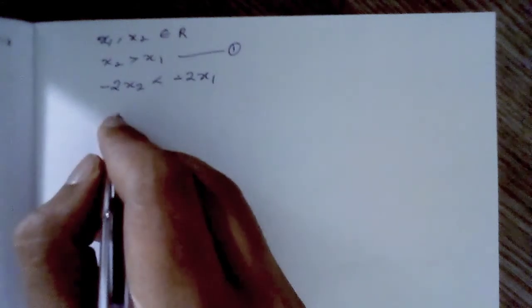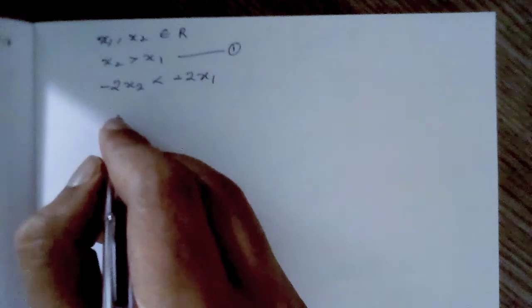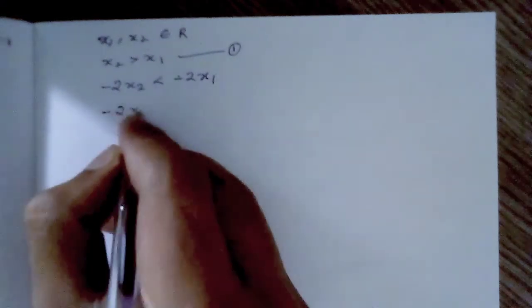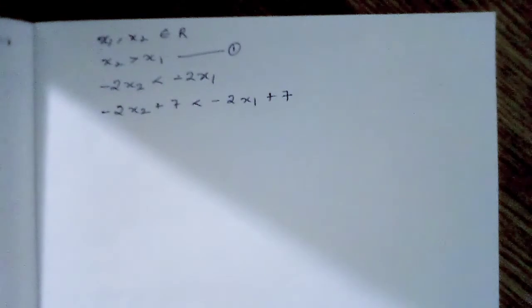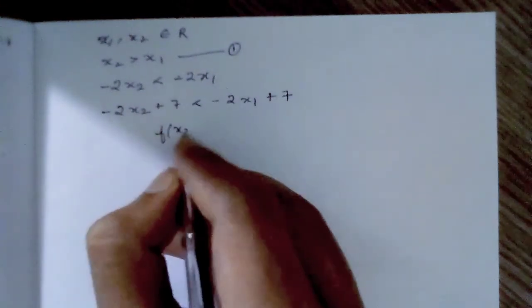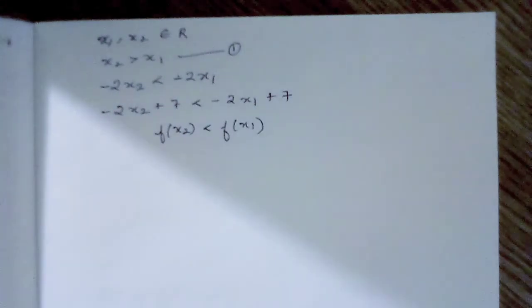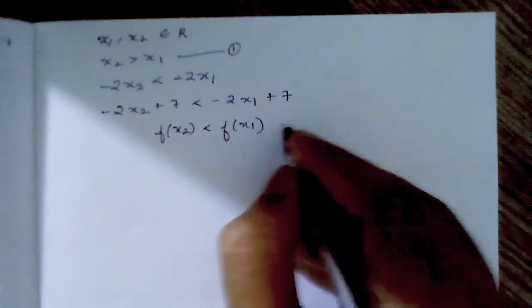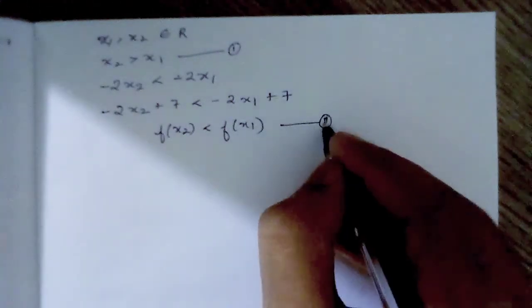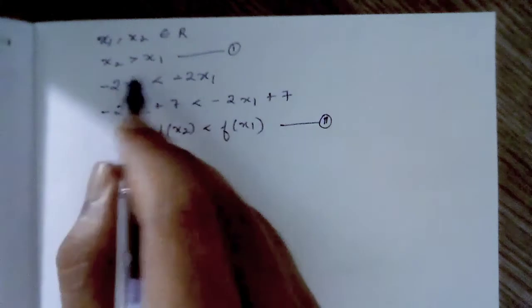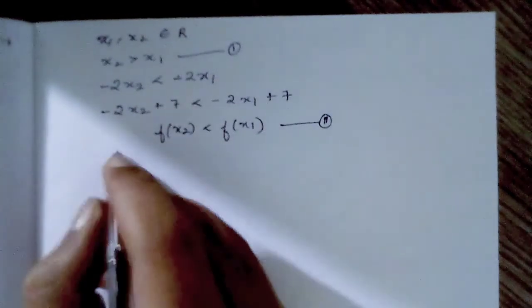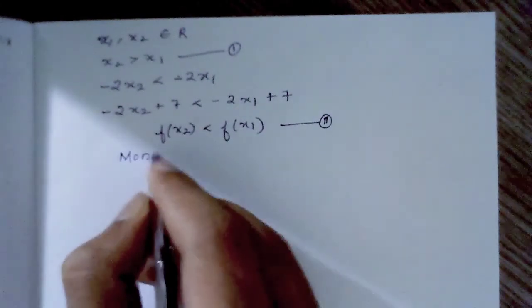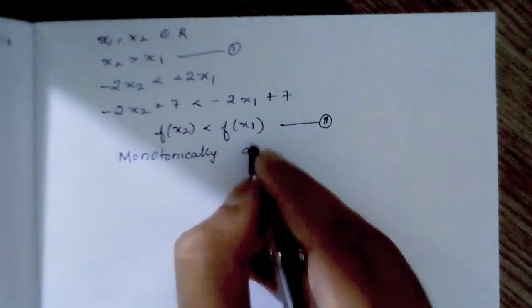Okay, now if we add 7 here, we get minus 2x2 plus 7 is less than minus 2x1 plus 7. So f of x2 is less than f of x1. Here we can see that f of x2 is less than f of x1 and x2 is greater than x1, so the function is monotonically decreasing function.